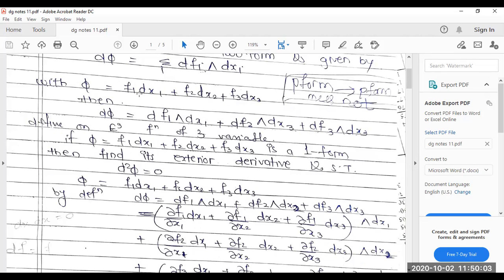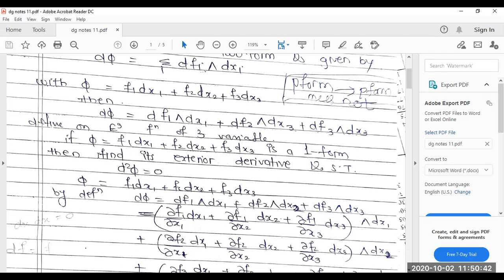What is given to us? Phi is equal to summation of fi dxi, and we are provided that the exterior derivative d phi is given in this form. Next we want to prove that d2 phi is equal to 0. That is, if we take the exterior derivative two times, it should be equal to 0. Why should it be equal to 0? Because we have dx wedge product with dx equal to 0, or in general dxi wedge product with dxj is 0 if i is equal to j.